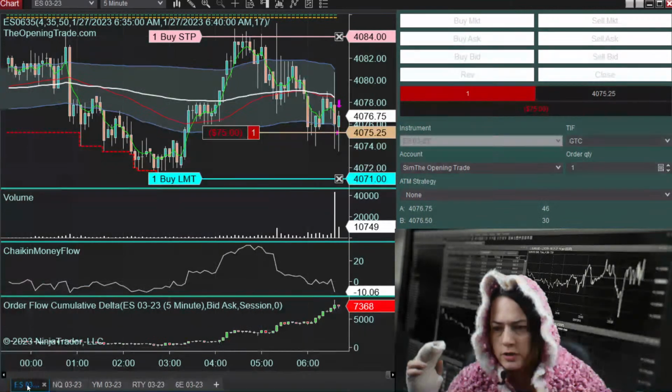That is the Russell 2000. Here is the S&P 500.